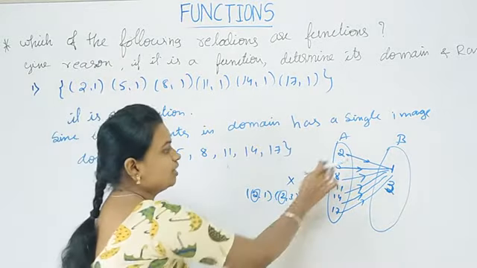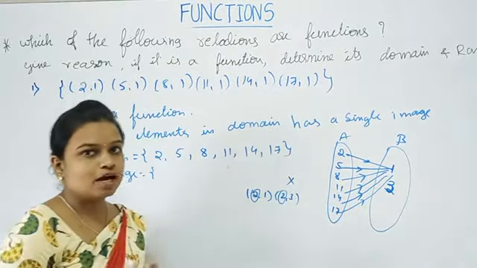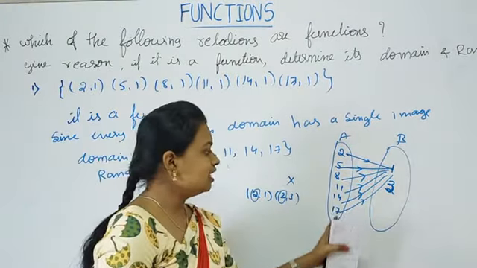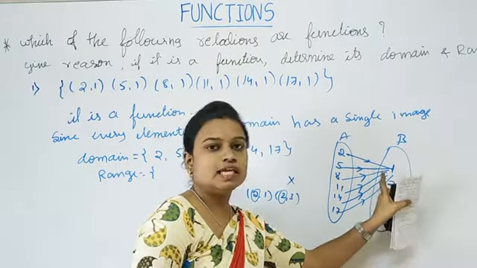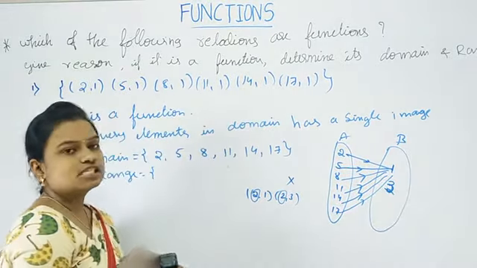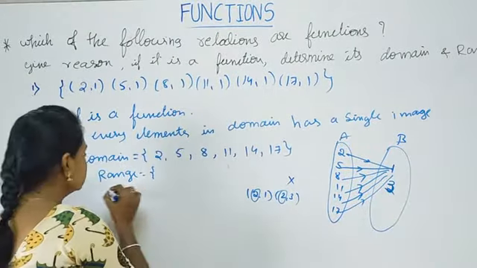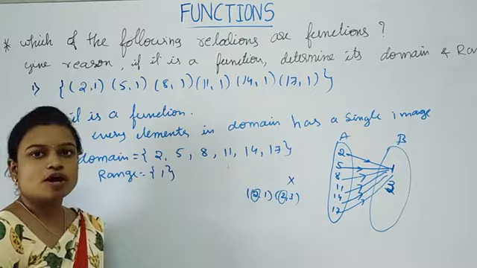So the first element should not be mapped to 2 different elements. So different elements can be mapped to one element of the codomain. So this is a function. Okay, so what is the range here? So all the elements are mapped to 1 only, therefore the range is 1.